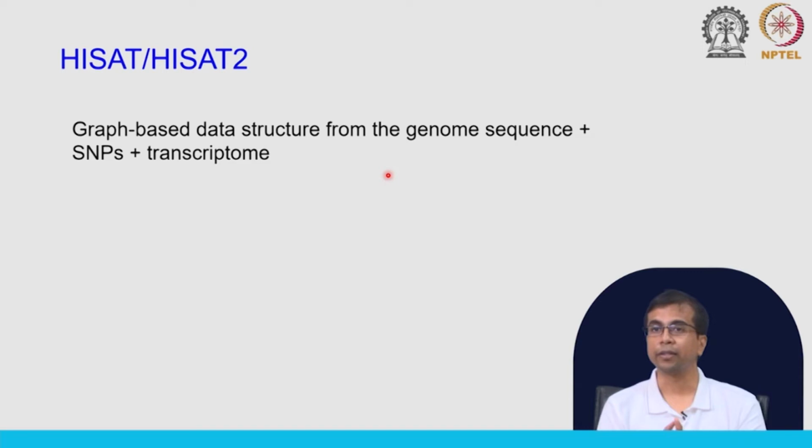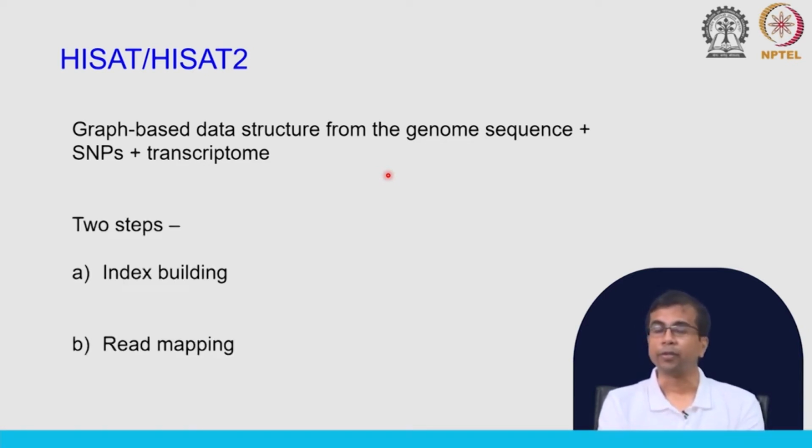It can do so because it is based on a graph instead of substrings. So, it is much more flexible here. Again, it works in two steps. The first step is index building, as before, as we have seen in Bowtie2. It would have to do this graph structure generation, and then it is followed by the read mapping or searching.